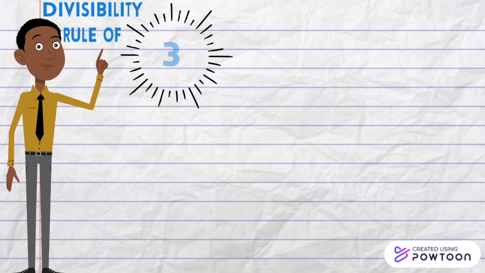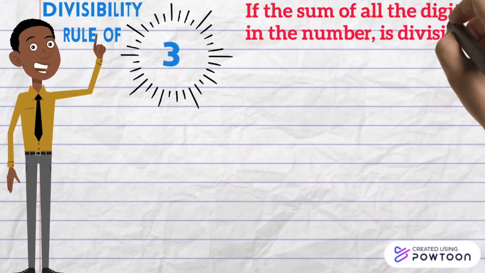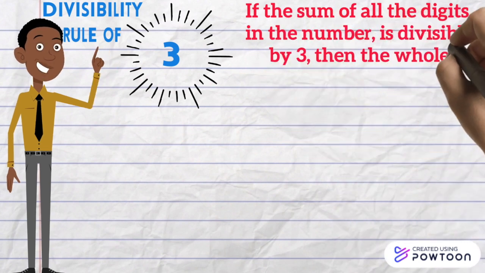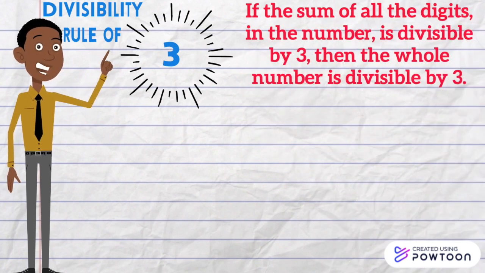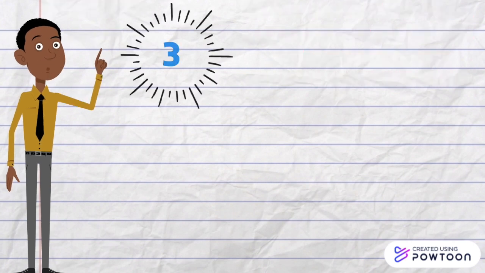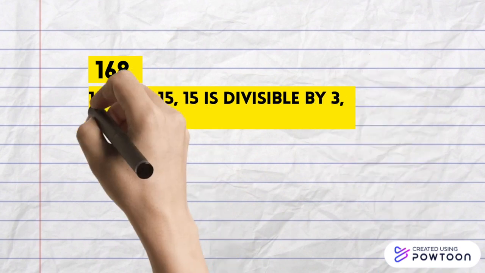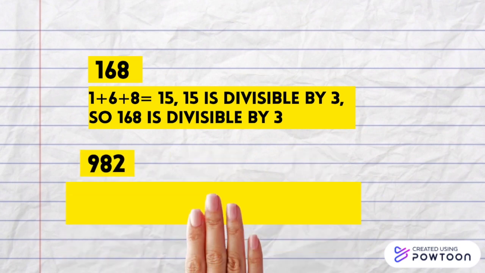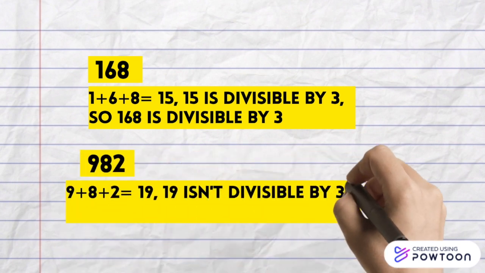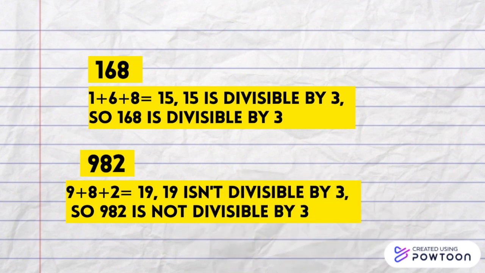For the divisibility rule of 3, you need to check if the sum of all the digits is divisible by 3. If it is, then the whole number is divisible by 3. Take a look at these. In 168, the sum is 15, and 15 is divisible by 3. So 168 is divisible by 3. In 982, the sum of all these digits isn't divisible by 3. So 982 is not divisible by 3.